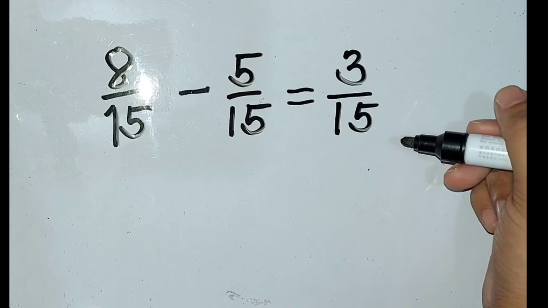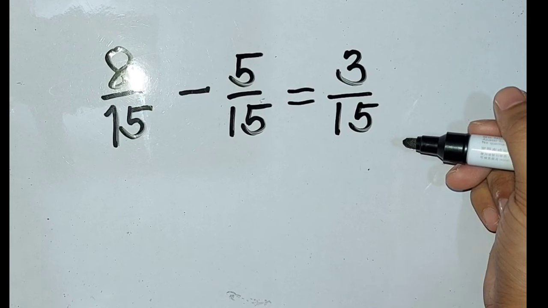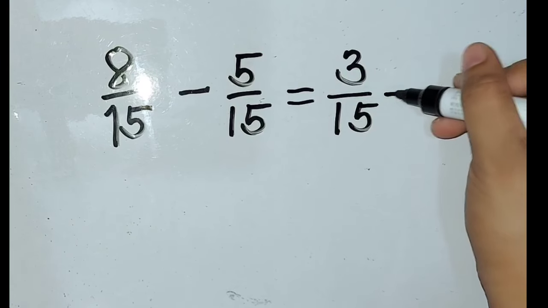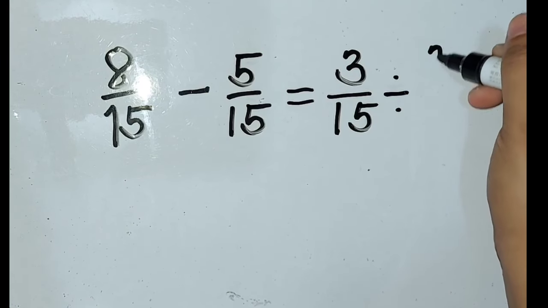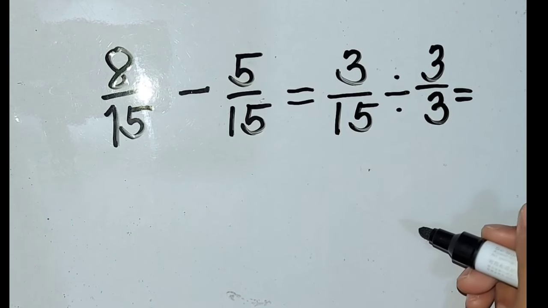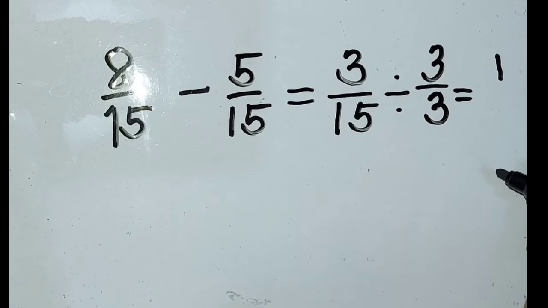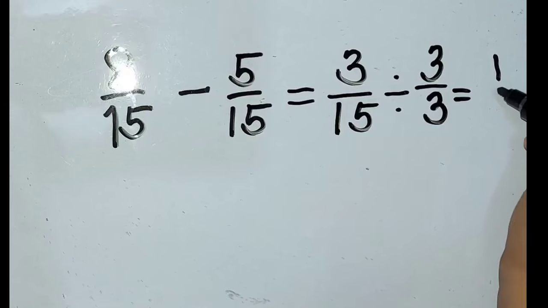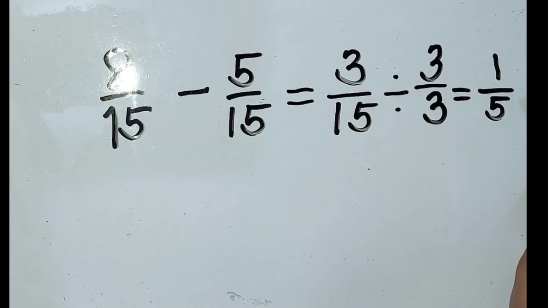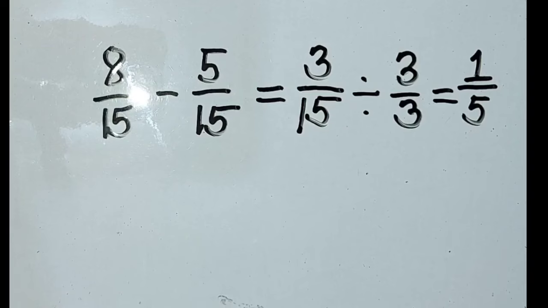Step 3. Simplify. Write the answer in lowest term if possible. Since 3 and 15 have a greatest common factor of 3, let's divide 3 over 15 by 3 over 3. To simplify our answer, 3 divided by 3 is equal to 1 and 15 divided by 3 is equal to 5. Our final answer is 1 over 5. Let's now have another example.